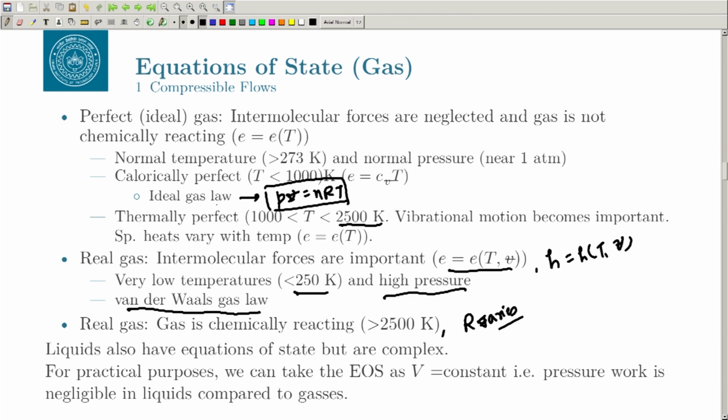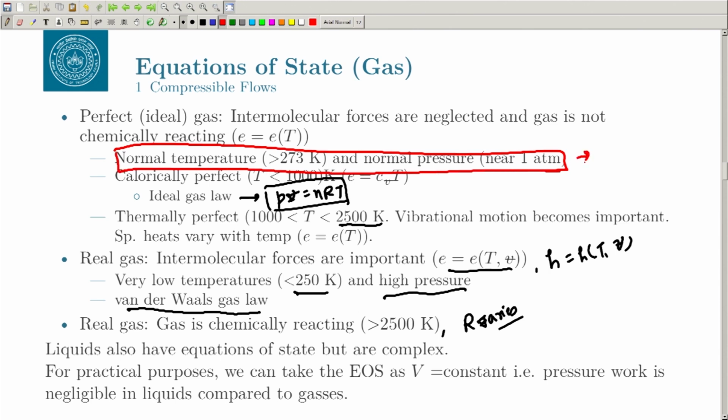Typically, if you see many of the CFD simulations that are performed, they fall into the condition of normal temperature and normal pressure. Of course, there are extremes where you cannot use this. But in this case, you can use P equal to rho RT or PV equal to nRT. You can use the ideal gas law.